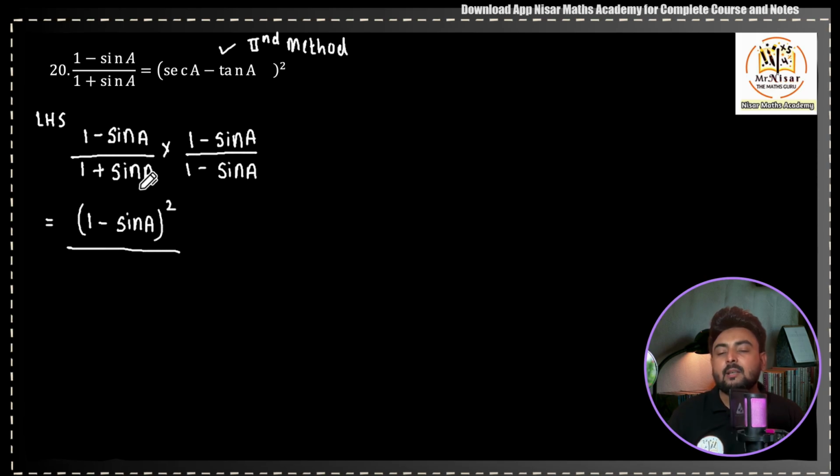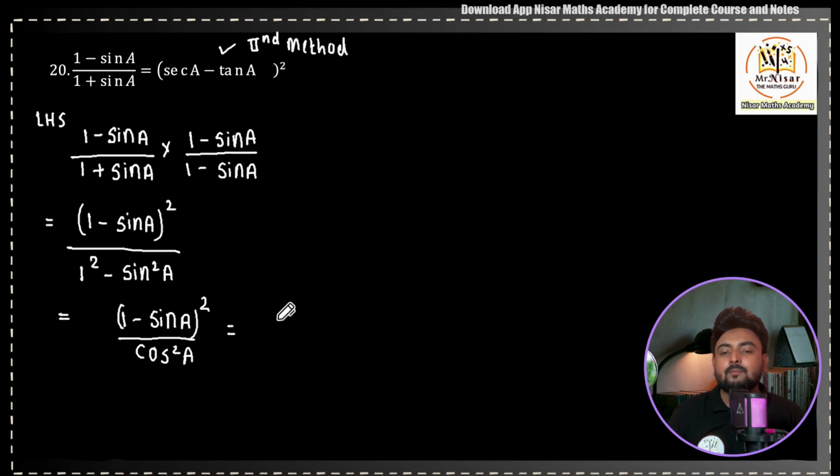And downside it is the same pairs with the opposite sign. It's a plus b, a minus b, that is a square minus b square. Now I have explained you in so many questions, so now I can write it directly. What I got here is 1 minus sin a whole square, and 1 square minus sin square a. 1 minus sin square a becomes what? Cos square a. If I combine this all in one bracket, it will become 1 minus sin a upon cos a whole square.